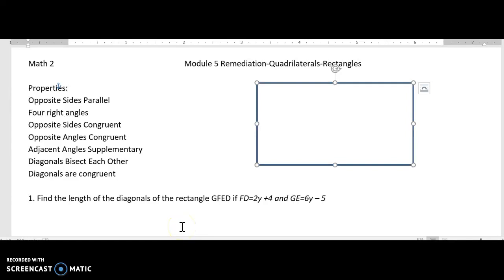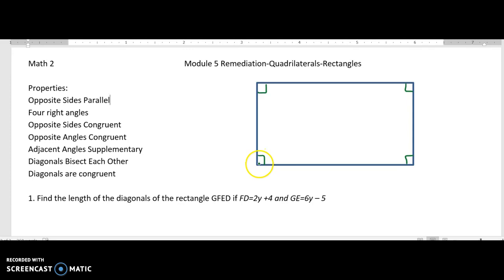All right, Math 2. Last video for the remediation, and it's on rectangles. So a rectangle you have to understand is a parallelogram also. So all the properties of a parallelogram will exist in a rectangle. But in addition, what you guys have to know and understand is by definition of a rectangle, that all four angles are right angles, opposite sides are congruent, all right?